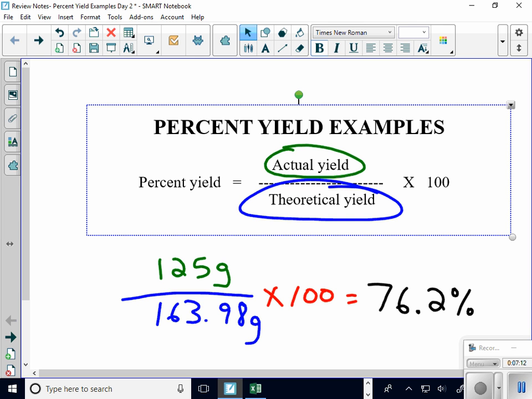Now, if you're doing something like a very, very valuable metal, let's say you're doing a single replacement of something to get copper. Copper's pretty expensive. Would you want a high percent? Yeah, because the better your percentage, the more money you're going to get from that copper. So you're going to want high percentages.